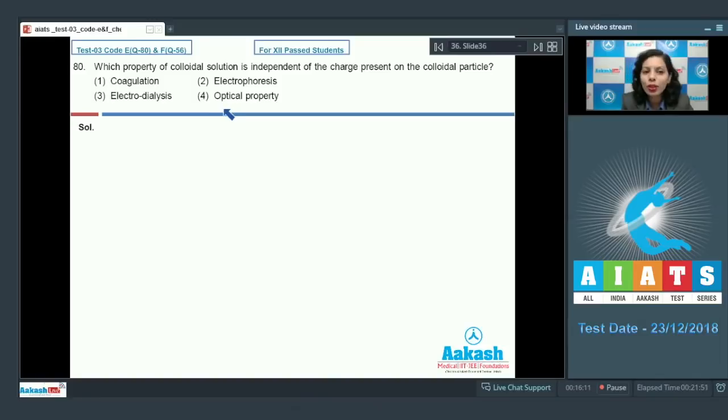But if we talk about the colloidal property, if we talk about the optical properties like scattering of light, that's the Tyndall effect, that is independent of charge. And if it is so, this optical property would be considered as the charge independent property, and that's why option 4 is the correct option for this question. And yes, it's a turn for next question, that is question number 81.